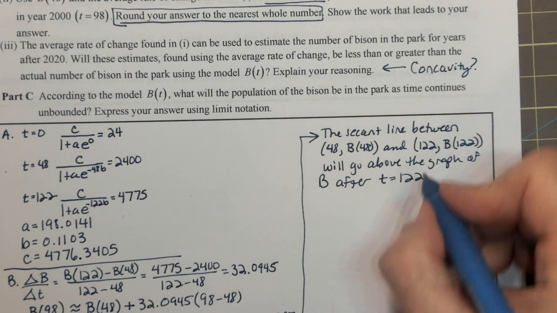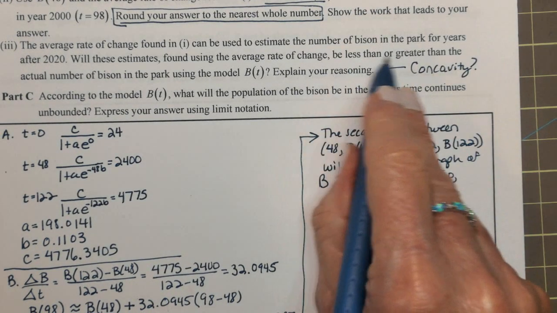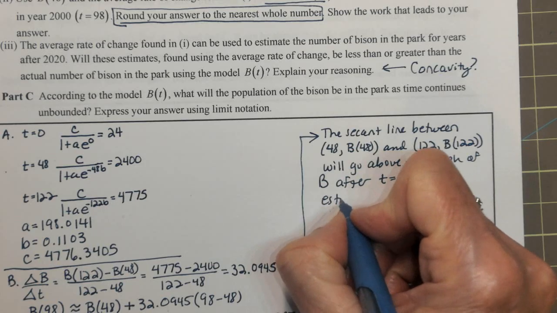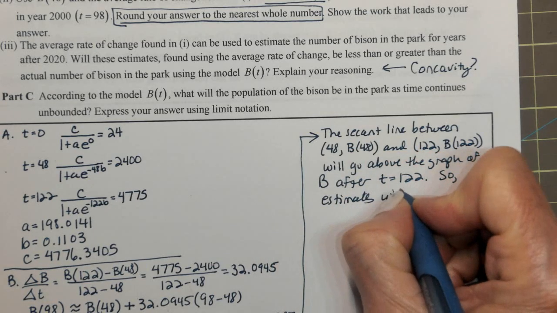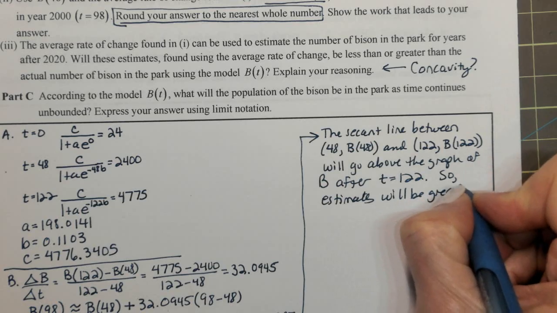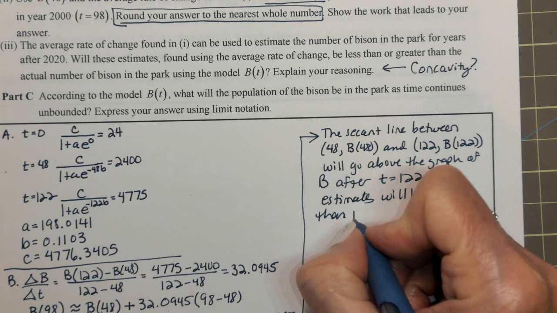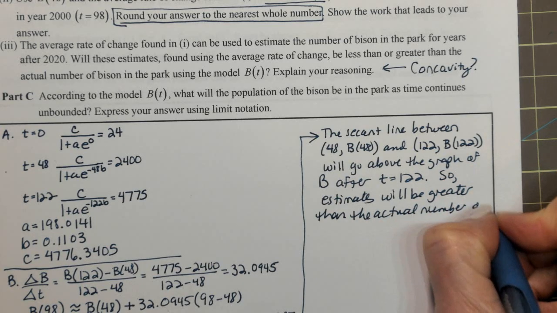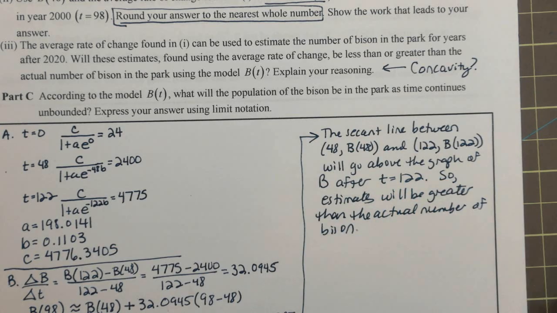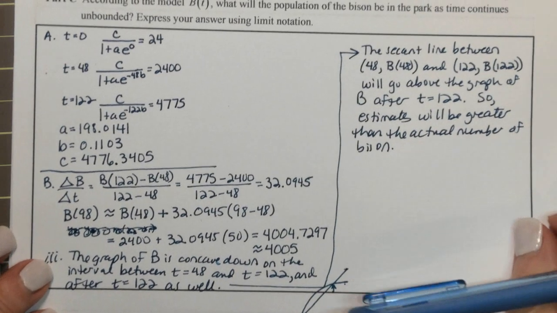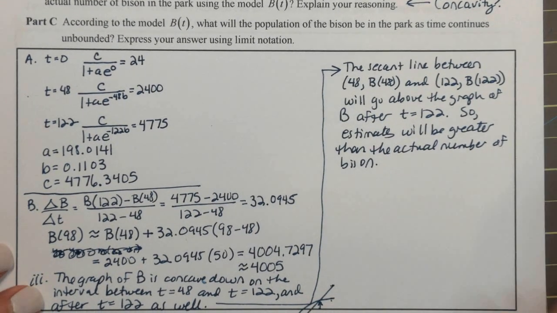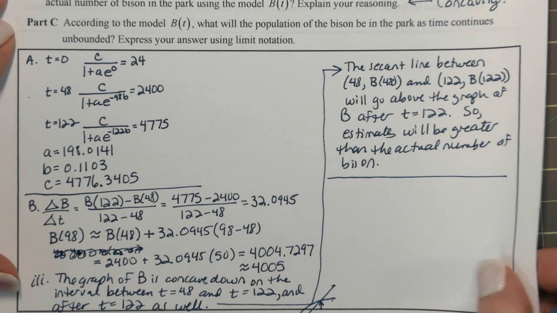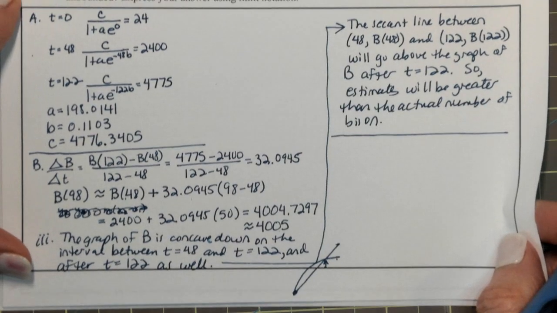Okay, so our estimates will be greater than the actual number of bison. Okay. They are looking for you to use the conclusion involving concavity. Okay. So that was a little bit hard. I get that. But there you go.